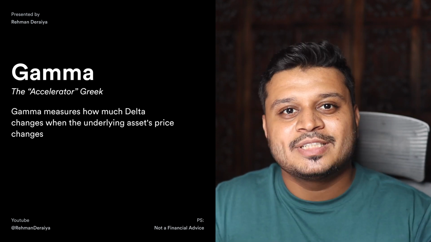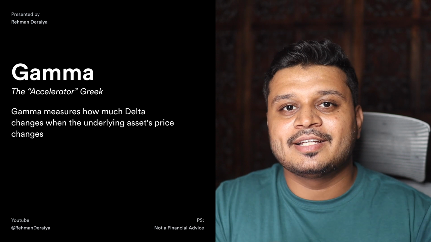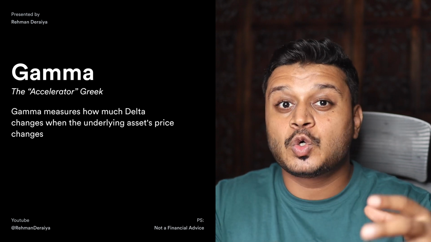Now let's meet gamma, the acceleration factor. Gamma measures how much delta changes when the underlying asset's price changes. It's a crucial Greek because it shows how fast your profit or loss can accumulate. So let's say your call option on Nifty has a gamma of 0.04. If the Nifty index increases by 100 points, the delta of that option will increase by 0.04.